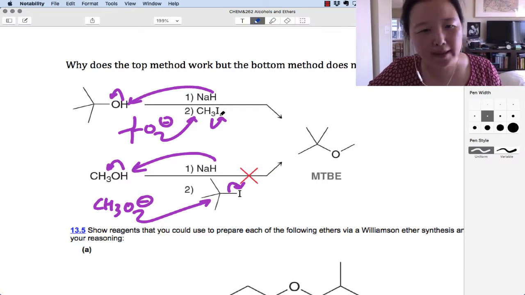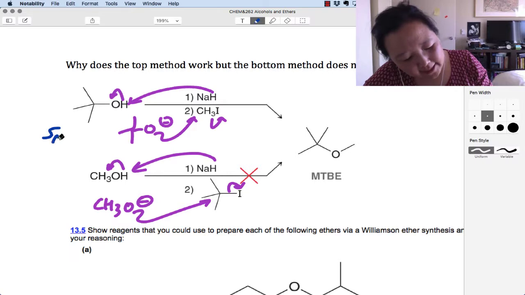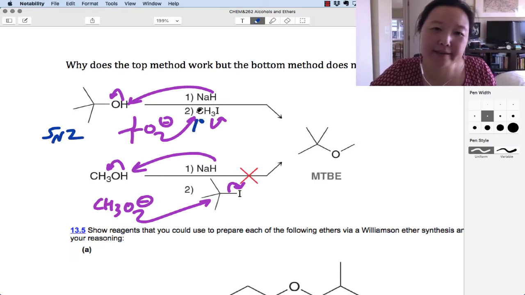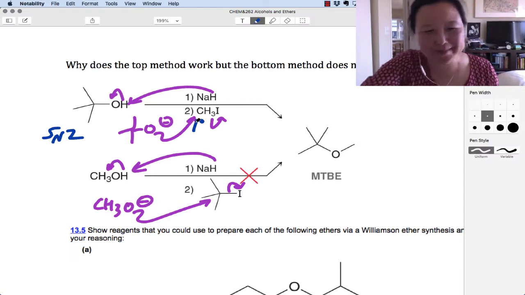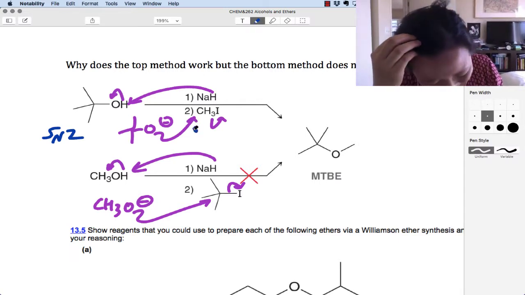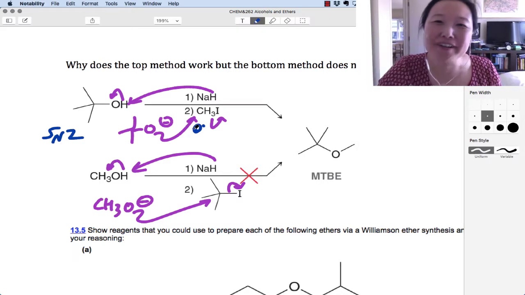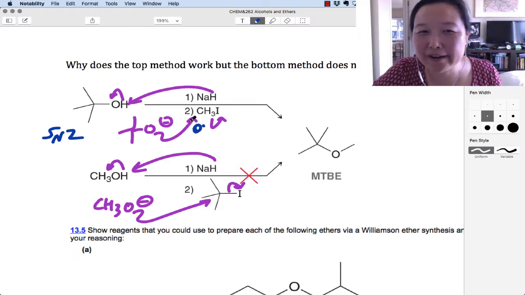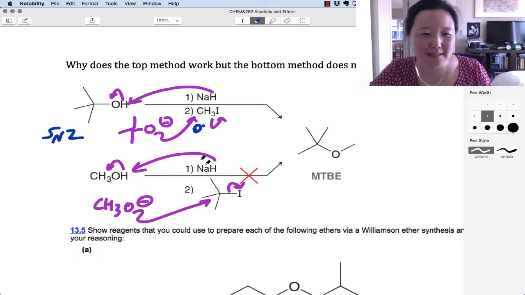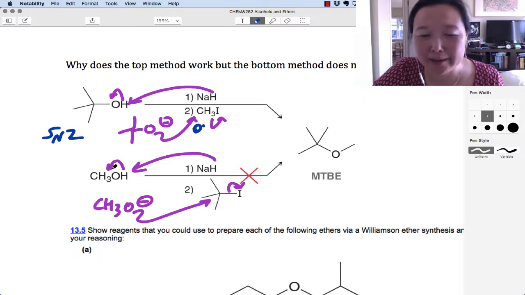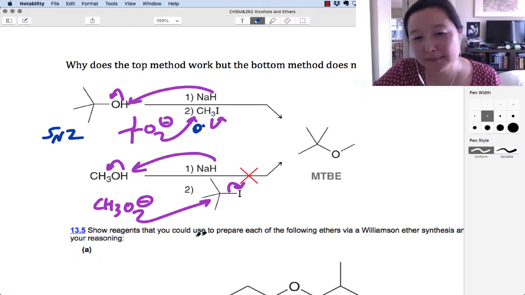Not a problem. And that's because this is an SN2-like reaction. You're attacking a primary group right here. It's only attached to, actually it's not primary, it's methyl, right? So even less steric hindrance. It's a methyl halide, so very little steric hindrance, only from hydrogens. In this case, you just deprotonate. The first step is not a problem. It's the second step that's a problem.